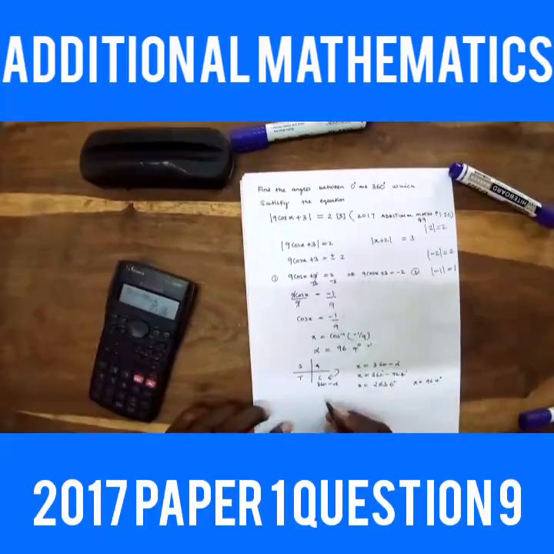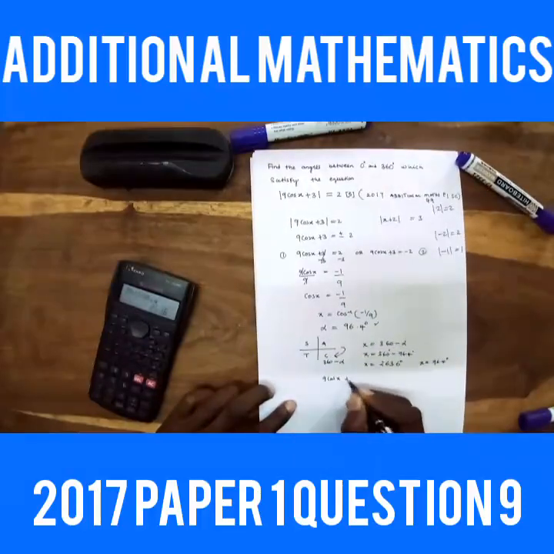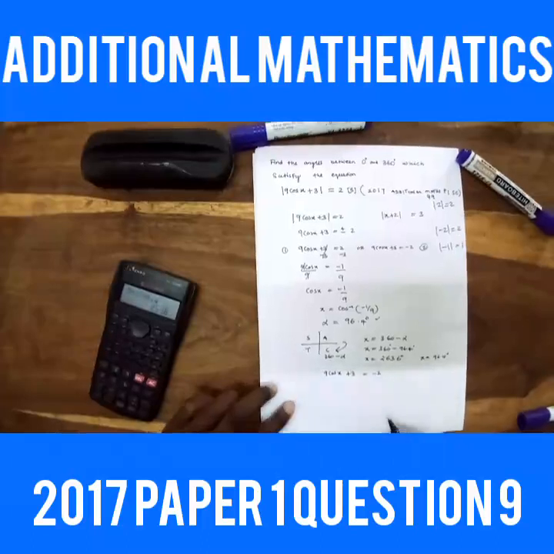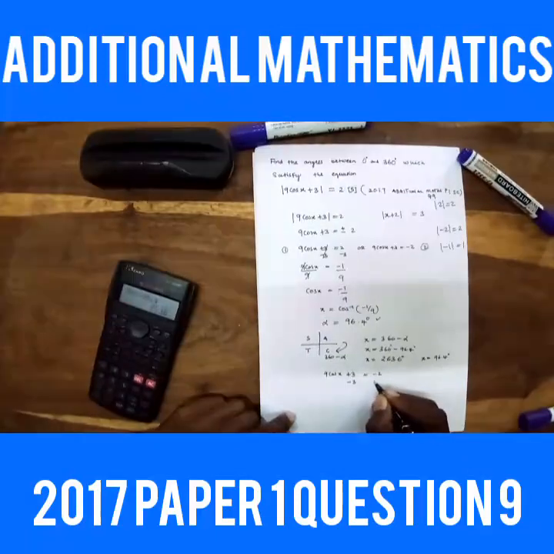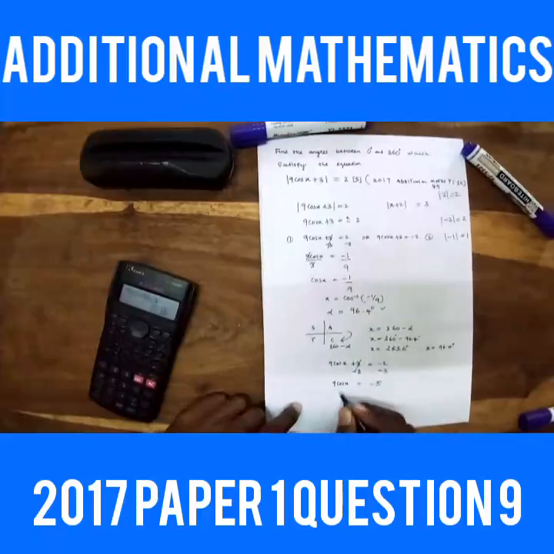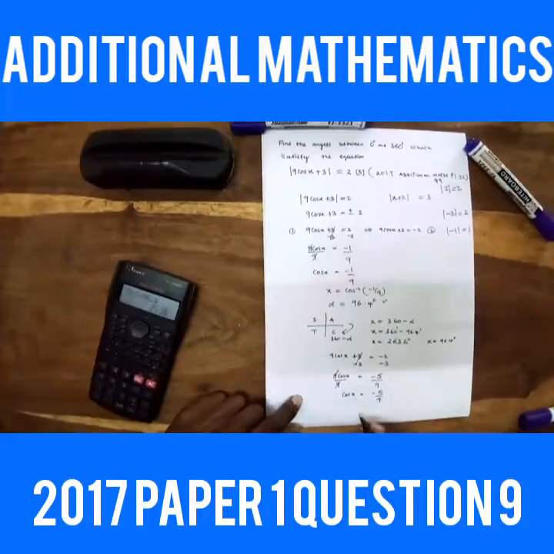Condition number 2 is 9 cosine x plus 3 equals negative 2. So we want to remain with 9 cosine x. So we add negative 3 to both sides of the equation. So this will go. We have 9 cosine x equals negative 2 plus negative 3, that is simply negative 5. Then we divide both sides by 9. So we have cosine x equals negative 5 over 9. Then to get x by itself, we say x is cosine inverse of negative 5 over 9.